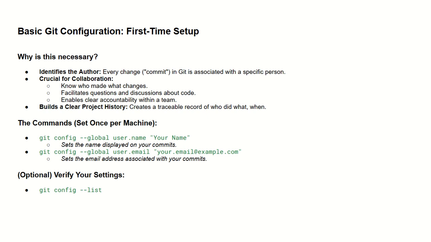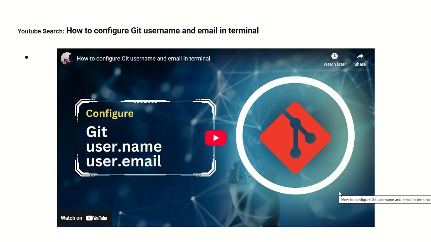Also, the actual commands that you need to set up, just one time on your machine, are git config --global user.name, and then add your name, and then git config --global user.email, and add your email. It is optional, but you can verify your settings by using git config --list. Here is a YouTube video that can walk you through that. I've already gone through these steps. So this is what you will need to do.